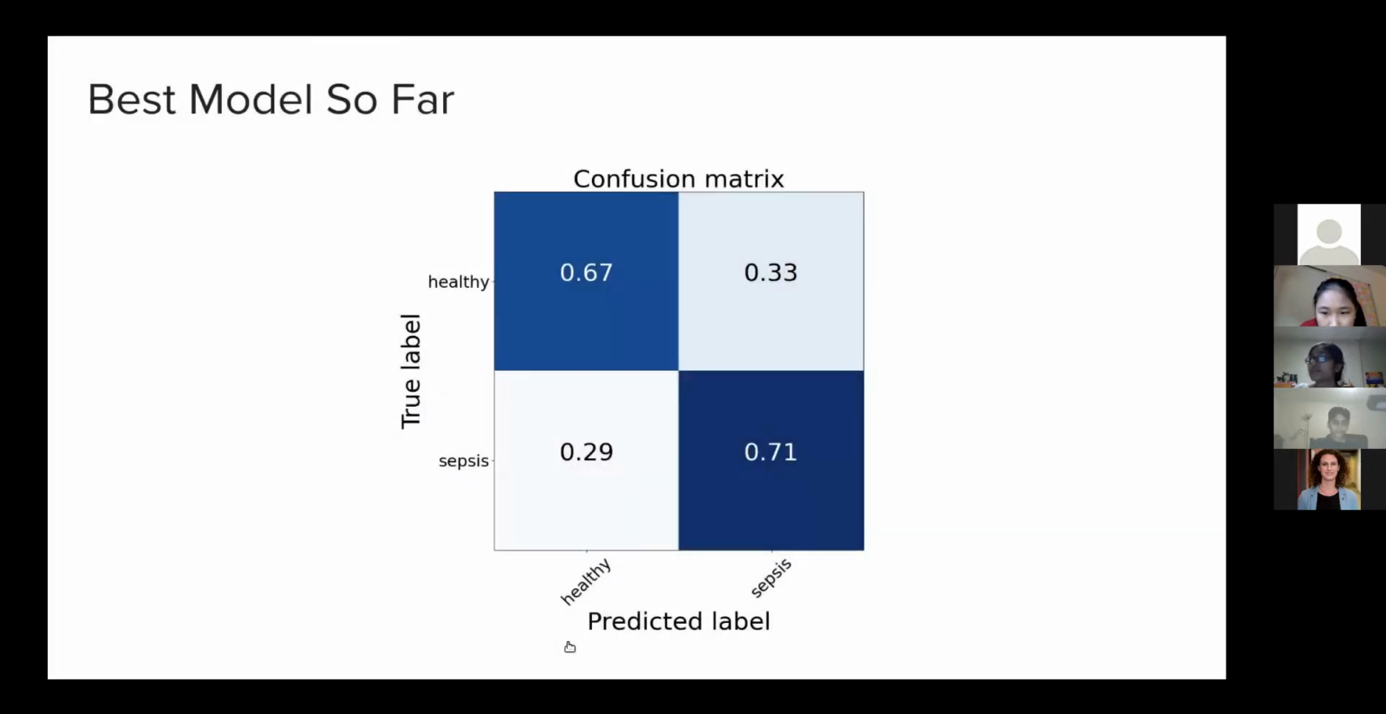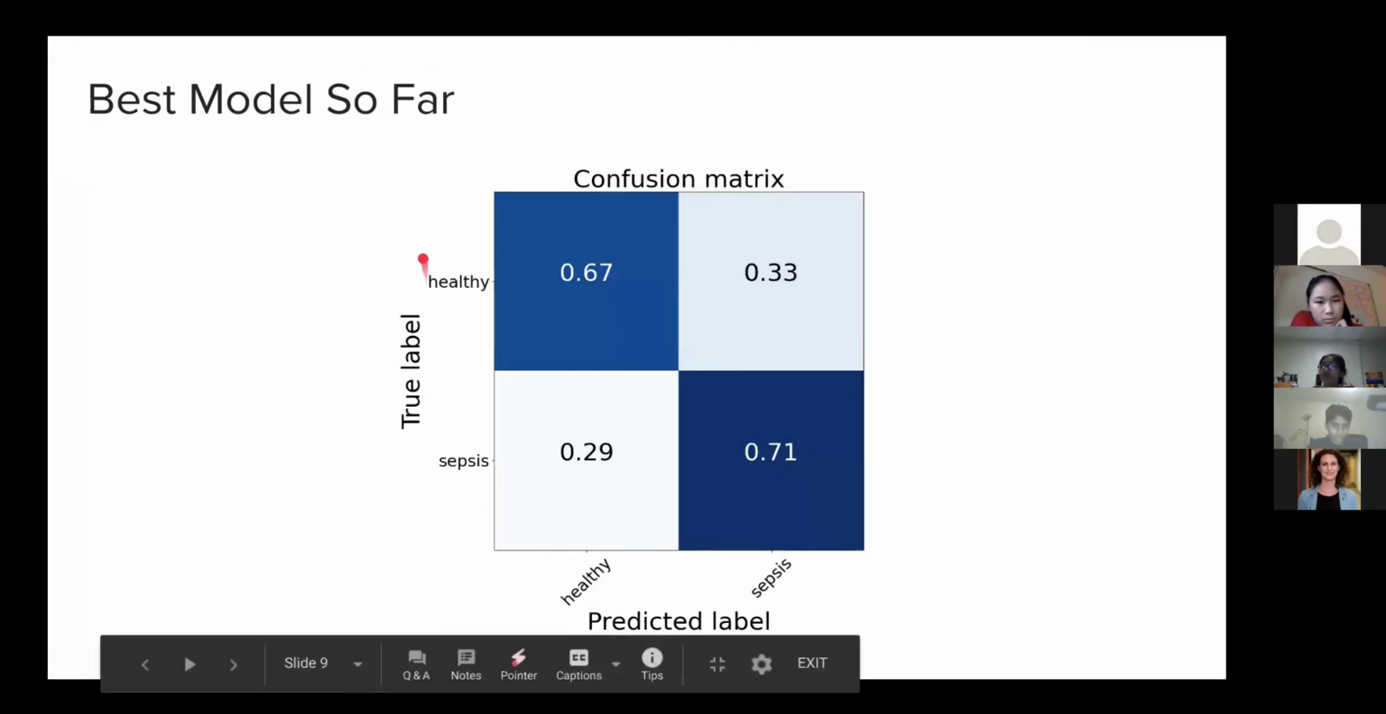So yeah, this is the best model that I have so far. This is what we call a confusion matrix. The true label on the left is what the patient actually is, and the predicted label is what my machine tells me the patient is.